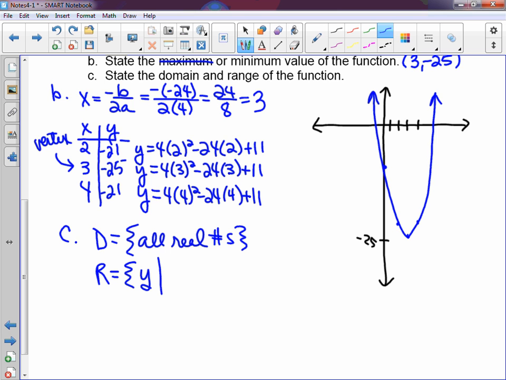So my range, I am going to have some kind of restriction. How far does it go down? Negative 25. So is my y greater than negative 25, or is it less than negative 25? It's greater. So your range is y is greater than or equal to negative 25. Will it always be equal to? Yes, because it's your vertex.